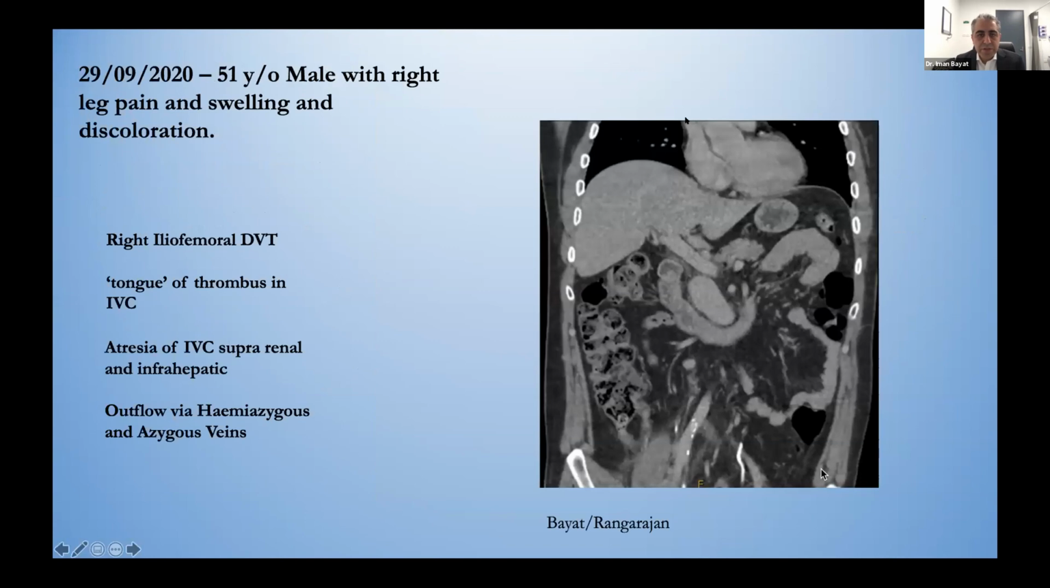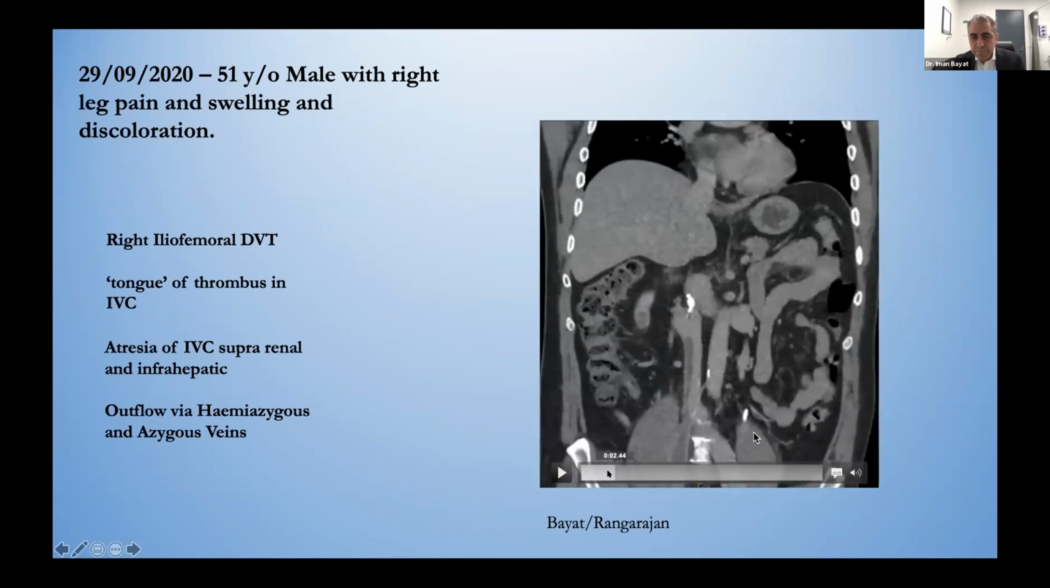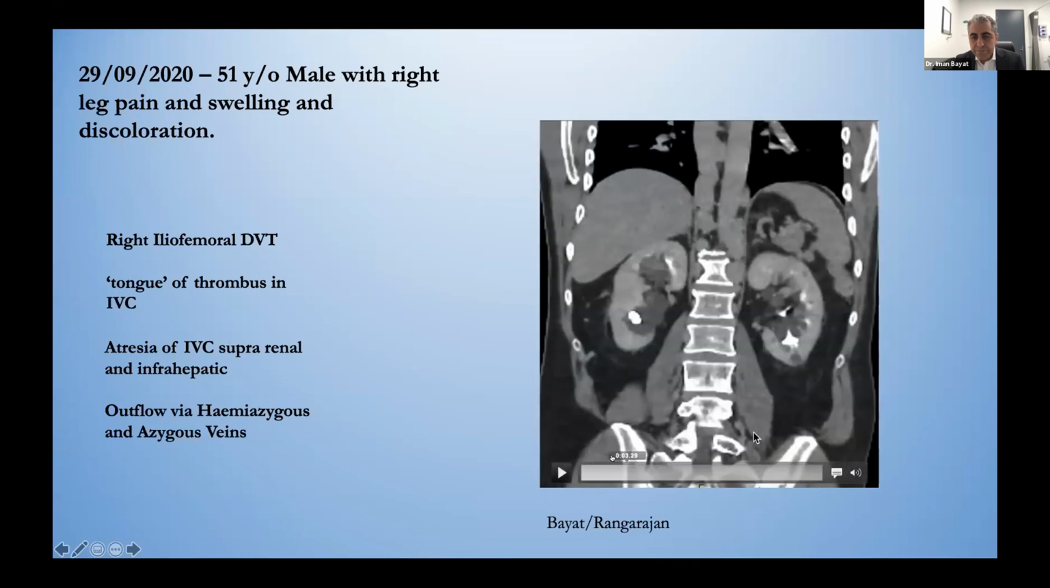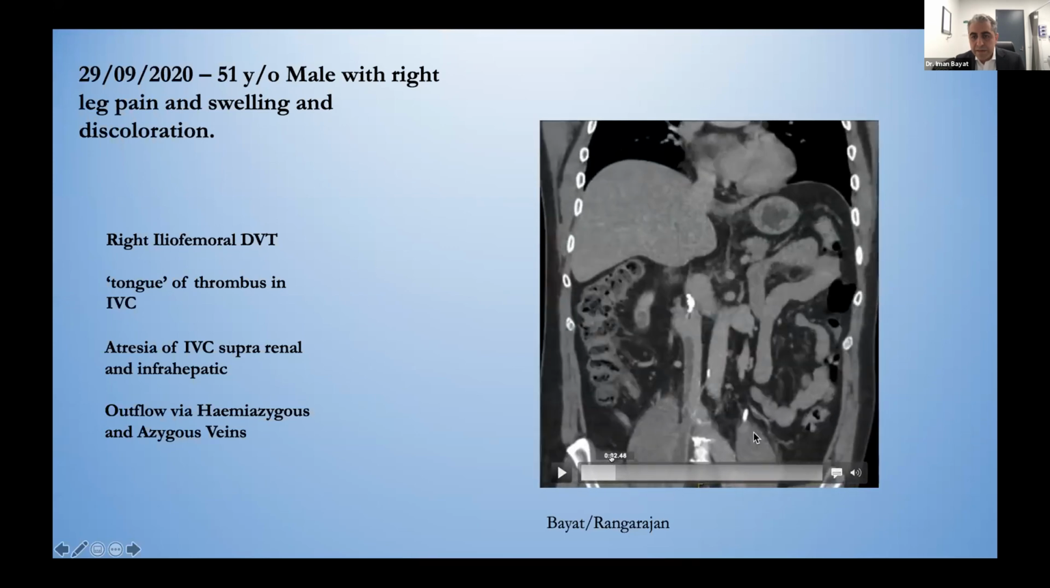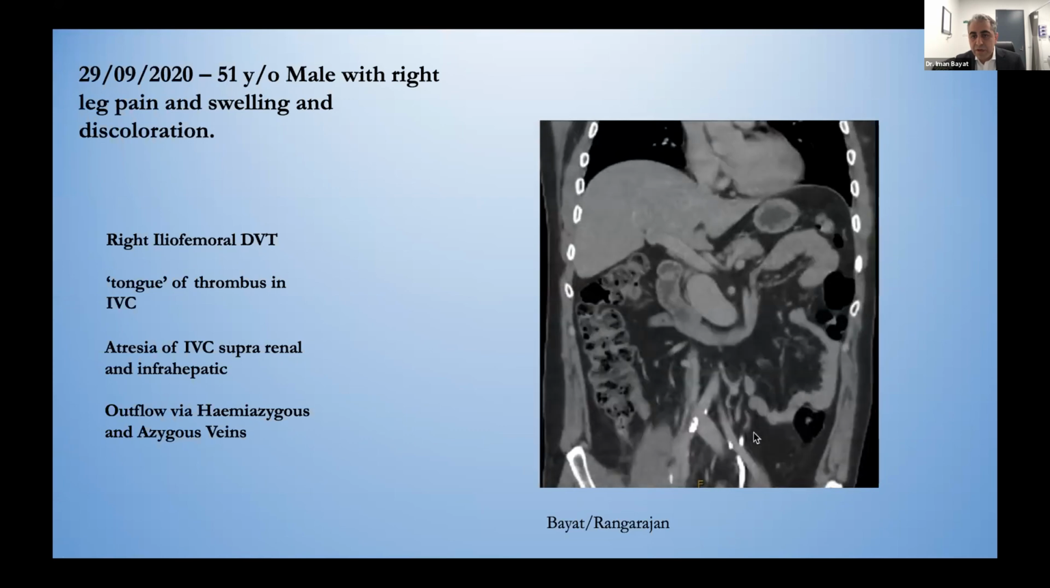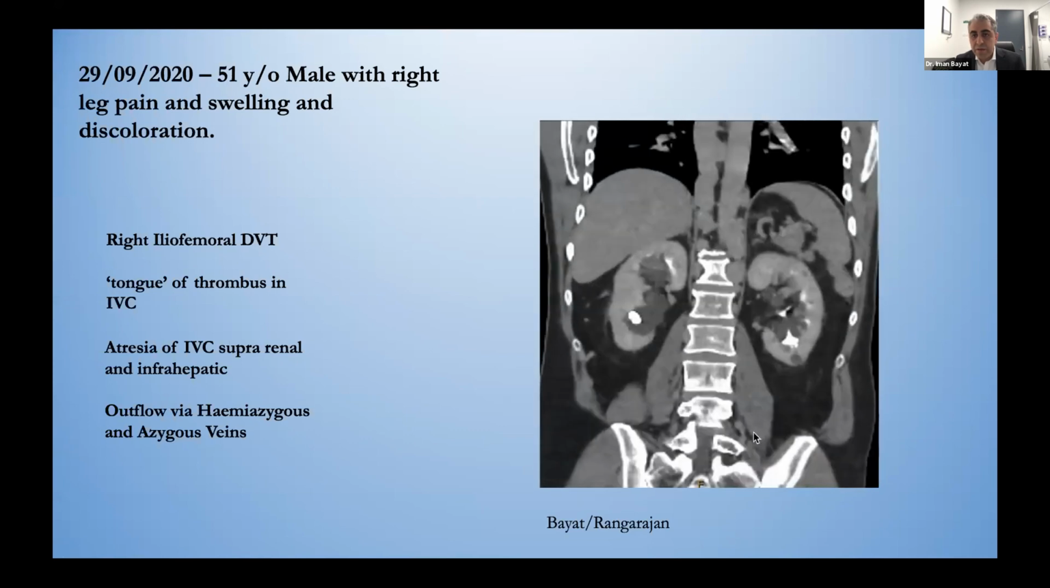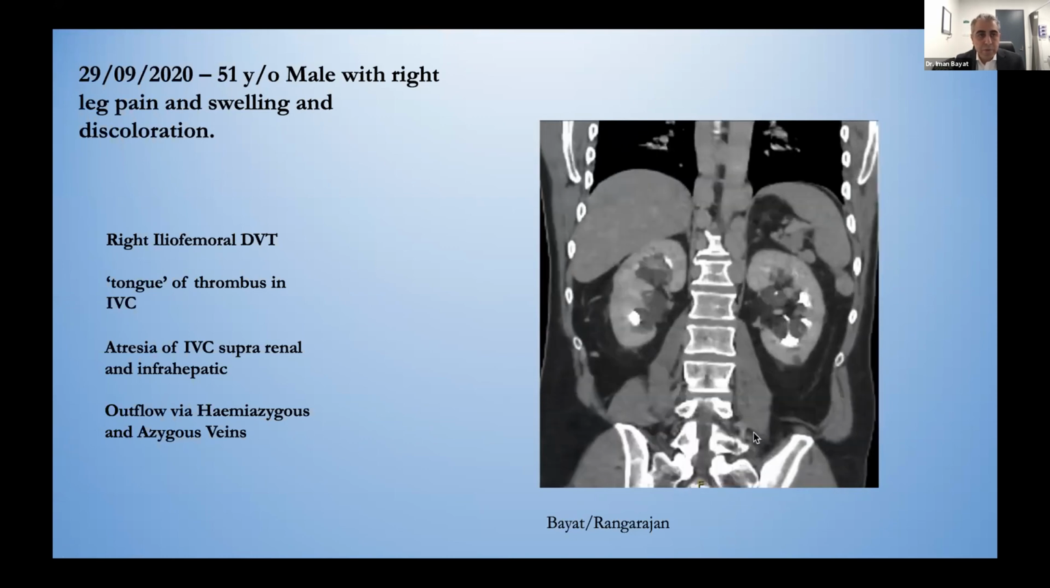This is a case that came to us yesterday, a 51-year-old man with right leg pain, swelling, and discoloration. He had right iliofemoral DVT and a big tongue of thrombus going up into the suprarenal IVC, and the outflow was by the hemiazygous. I'll just play you this video of their CT scan. As you can see, there's this tongue of thrombus up the IVC, and the IVC is absent above the level of the renals and below the liver, and all the drainage occurs up the azygous and hemiazygous system.